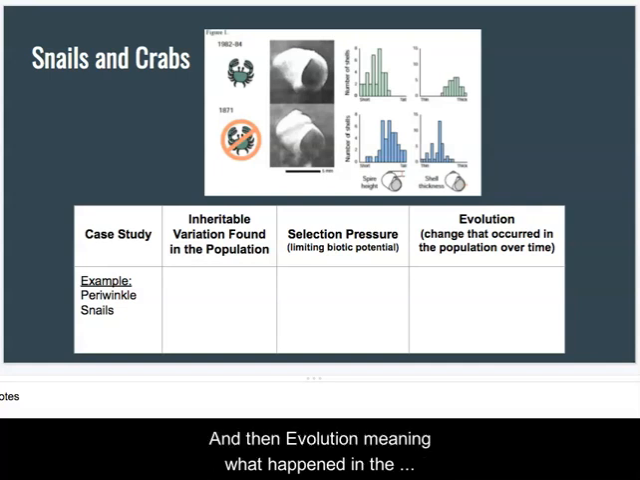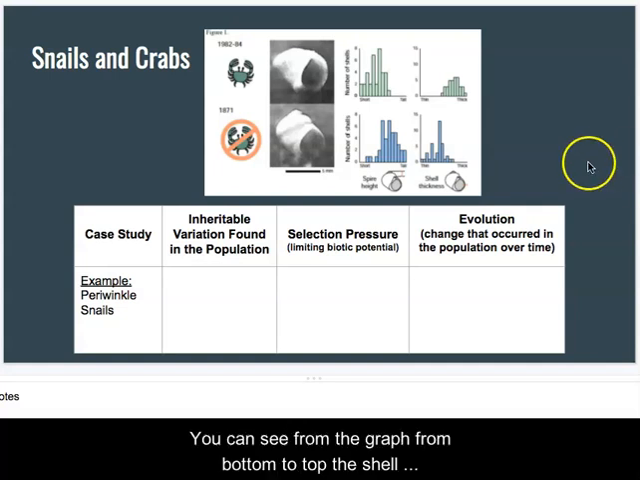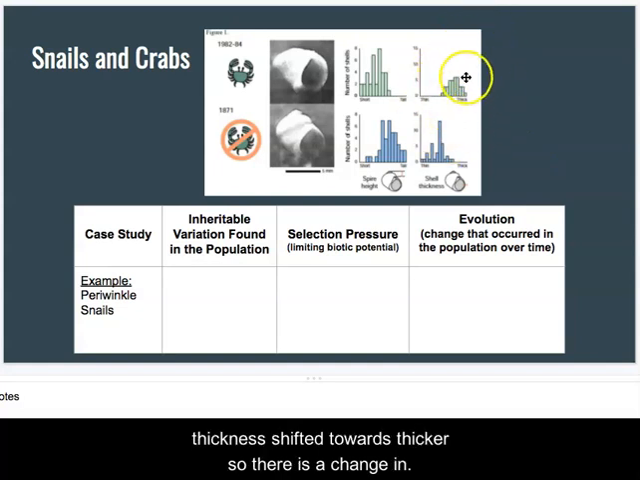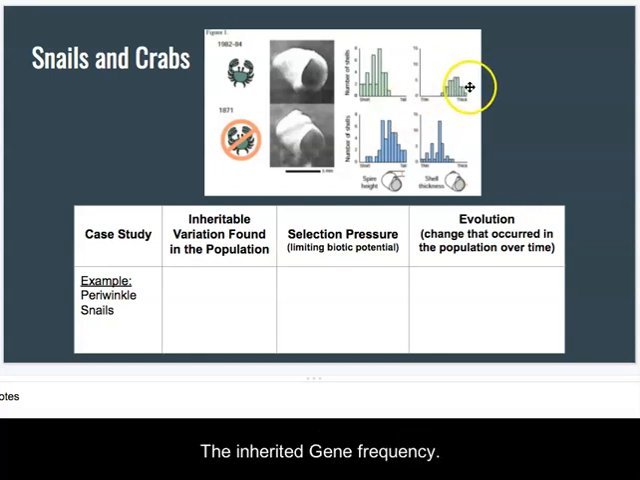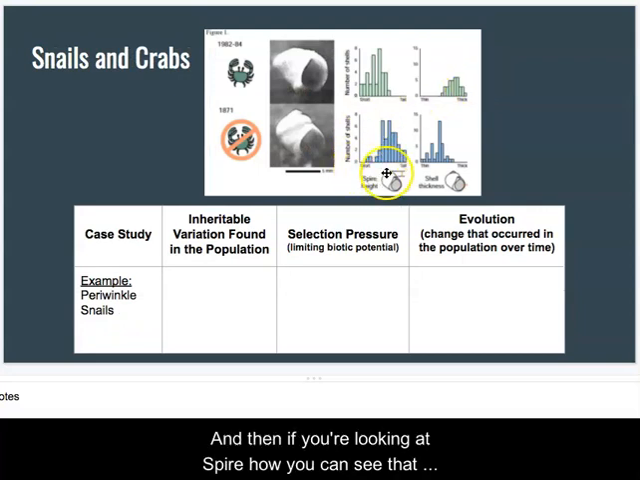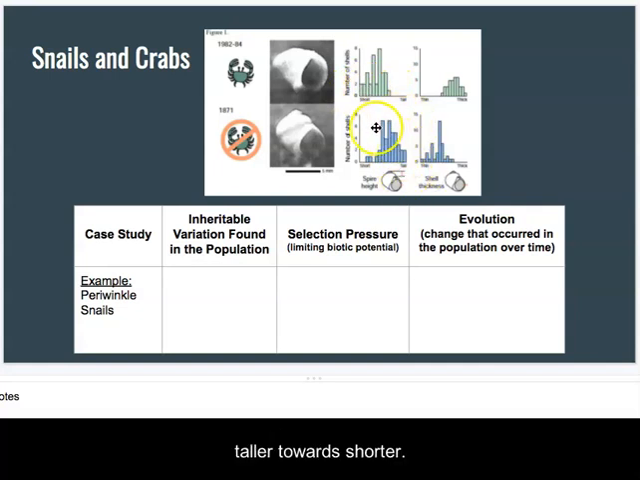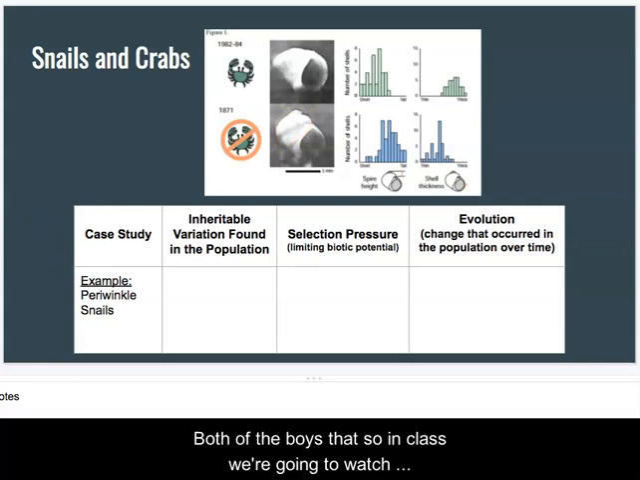And then evolution, meaning what happened in the population over time. You can see from the graph, from bottom to top, the shell thickness shifted towards thicker. So there was a change in the inherited gene frequency, thicker shells. And if you're looking at spire height, you can see that that went down. There was a downshift in that, from taller towards shorter. Okay. So it's as simple as that.